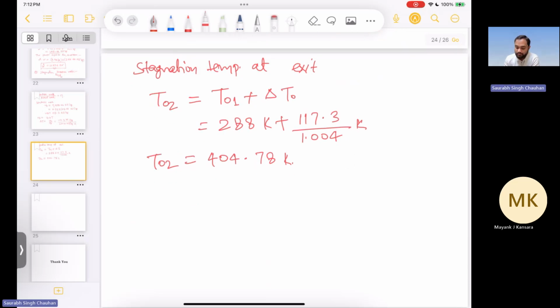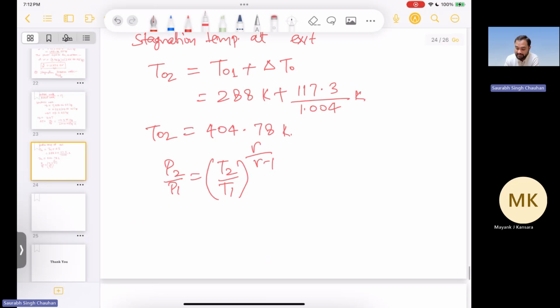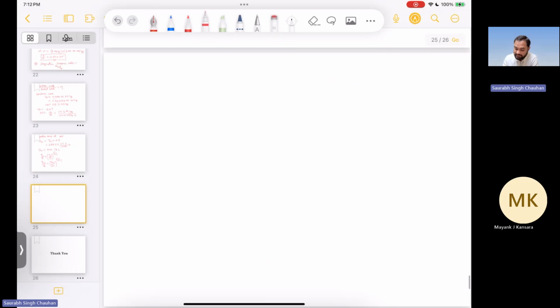Now from your isentropic or adiabatic relation, you can write the pressure ratio as P2 by P1 equal to T2 by T1 to the power gamma divided by gamma minus 1. And similarly for stagnation conditions, you can write P02 by P01 equal to T02 by T01 to the power gamma by gamma minus 1.